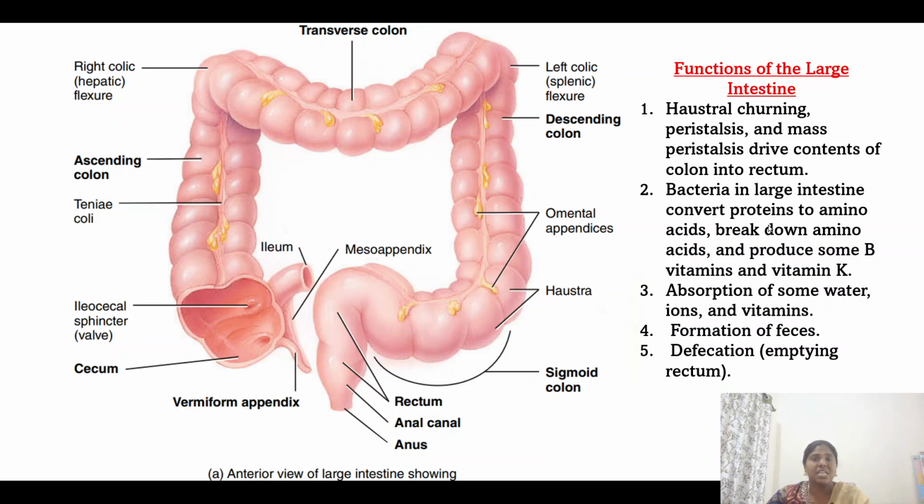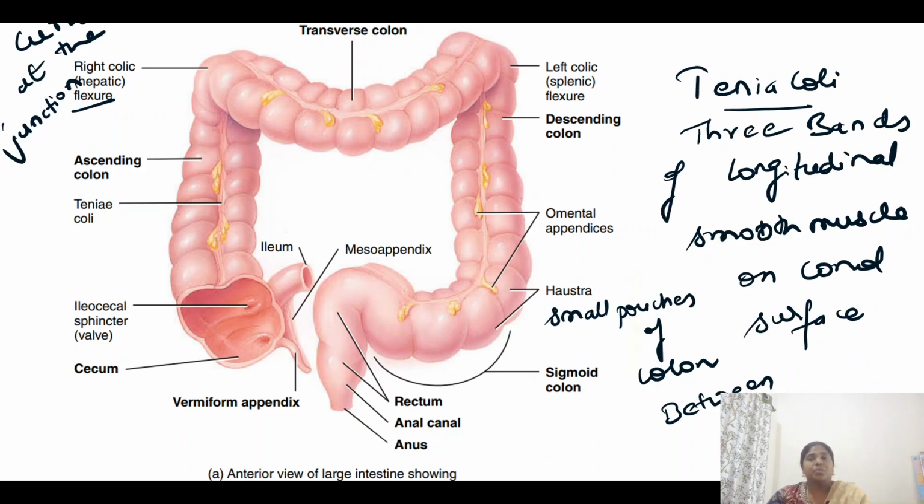And the bacteria present in the large intestine convert protein into amino acids, and they also produce B vitamins and vitamin K. In newborns, the gut is sterile, that's why we give the vitamin K injection. And absorption of nutrients, everything happens in the large intestine, and the process of defecation also happens here. So here we have seen the Taenia coli. The exact meaning of Taenia coli is 3 bands of longitudinal smooth muscle. This longitudinal smooth muscle is called Taenia coli, and haustra are the small pouches, colon folds.